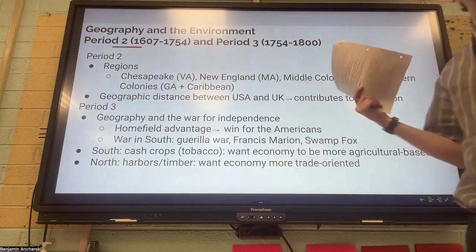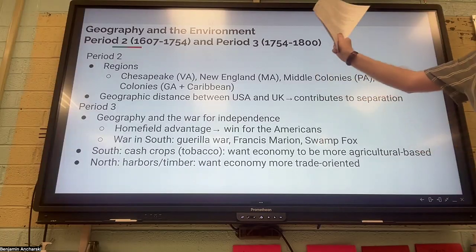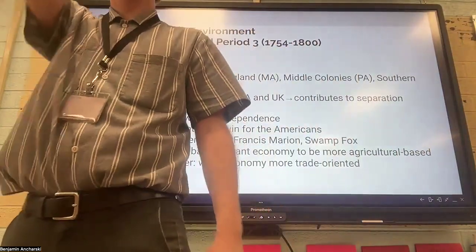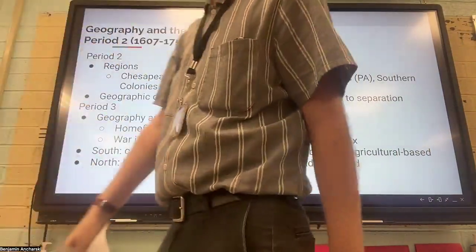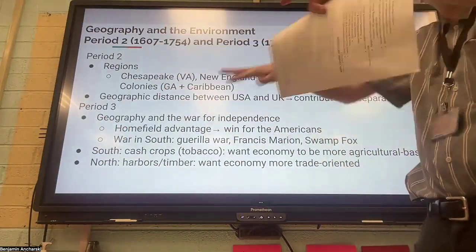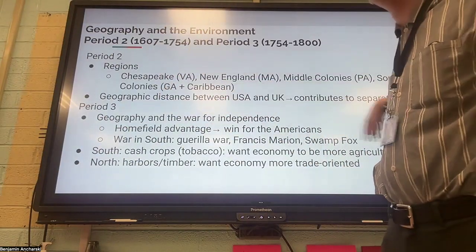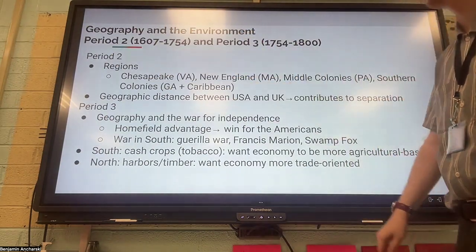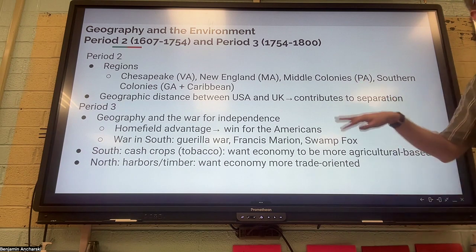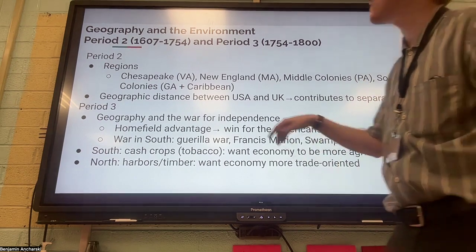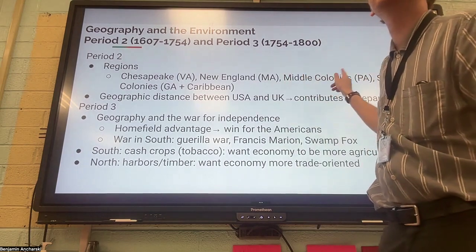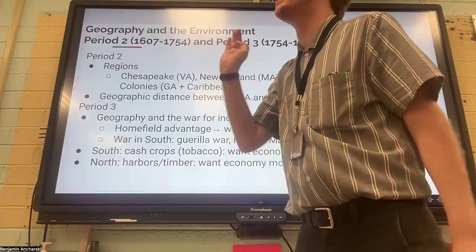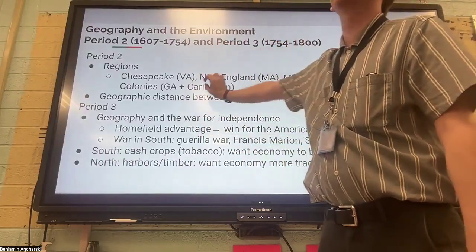What about in New England? What is the major products produced in New England? Timber, exactly. What else? Whales and fish. Yeah, whales and fish. All right. A fish, exactly. All right. Middle colonies, what is produced there? Predominantly grain. Things like wheat and corn that is sold into the Caribbean.